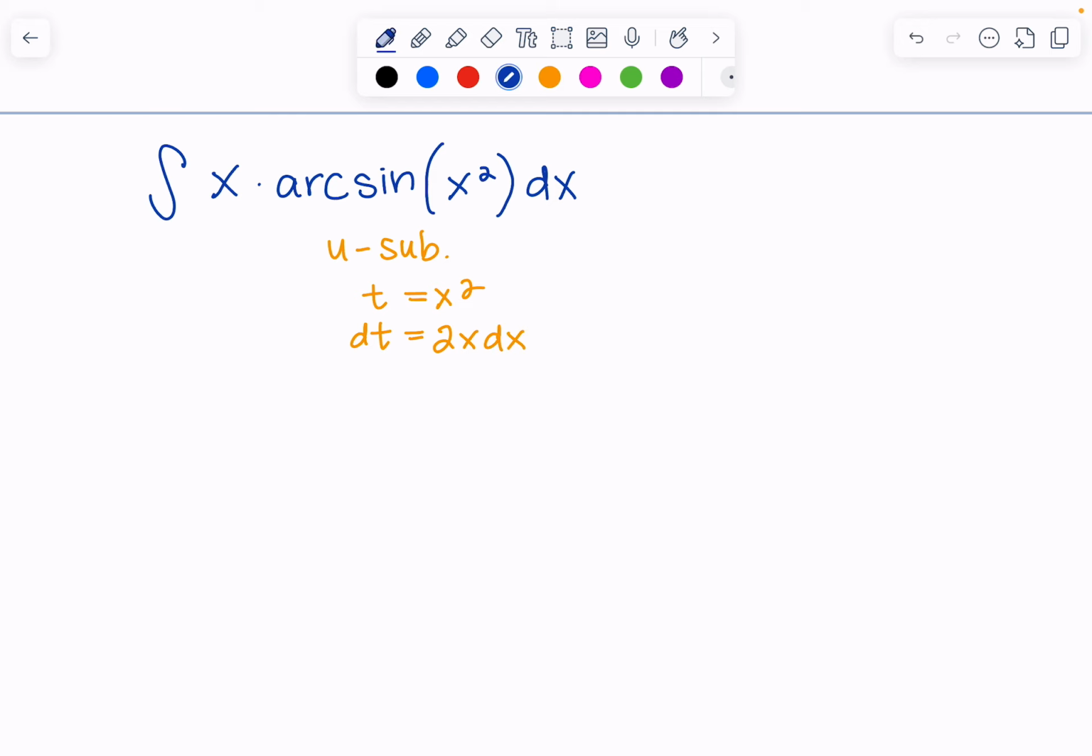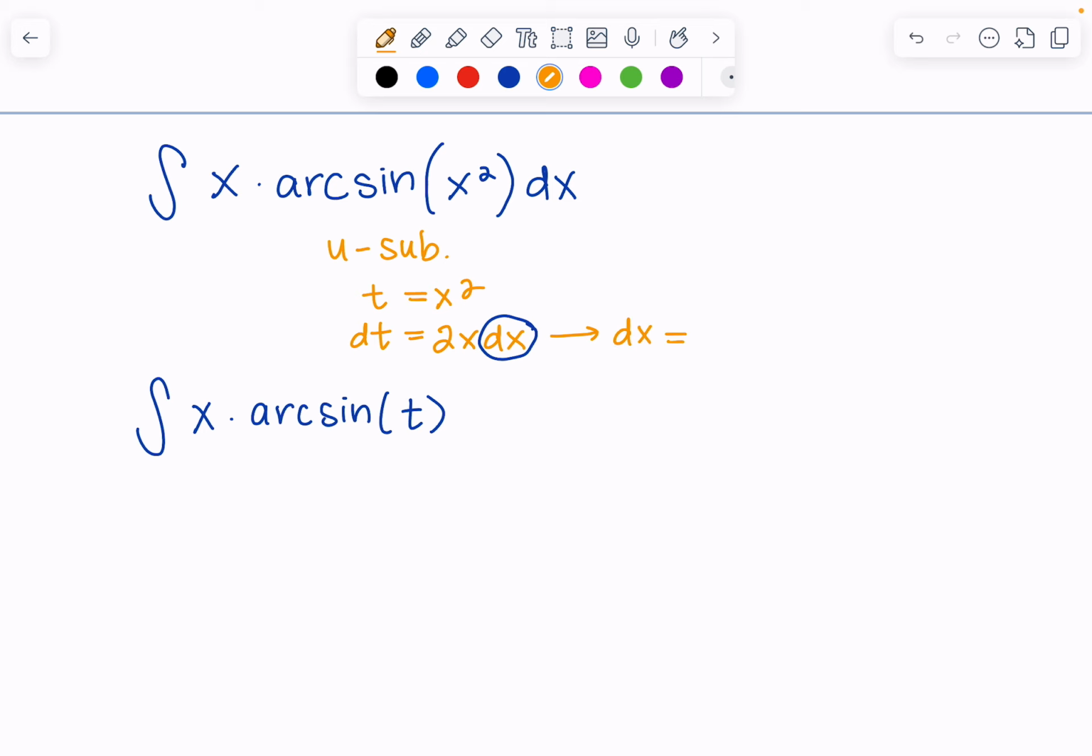Next, we're going to substitute those two things into our original integral. So this is going to be the integral of x times arcsine of t now, because if you see here, t is equal to x squared. So instead of x squared, we're plugging in t. And then here we have dx, but instead of dx, we're going to solve this part of our u-substitution for dx and then substitute that instead.